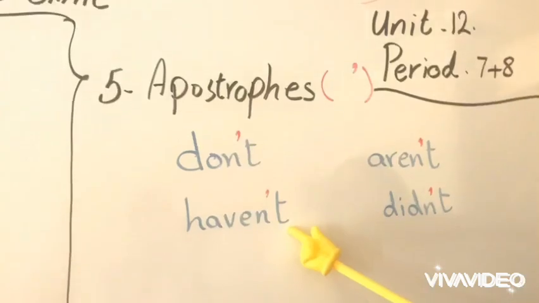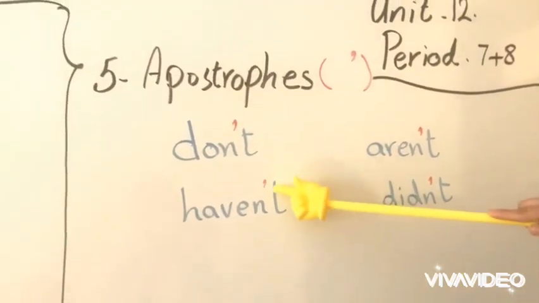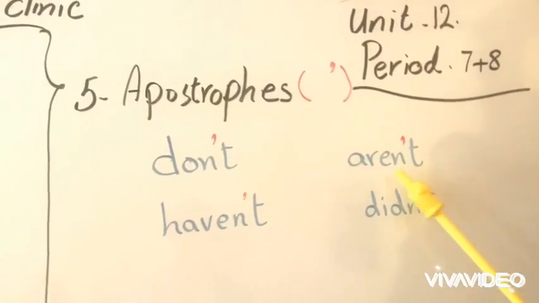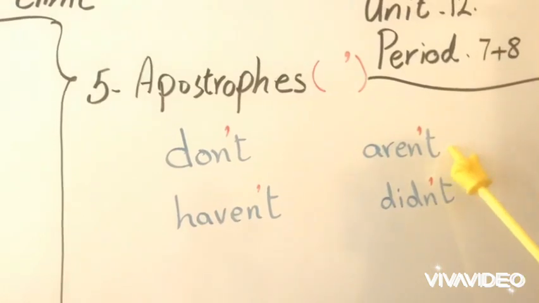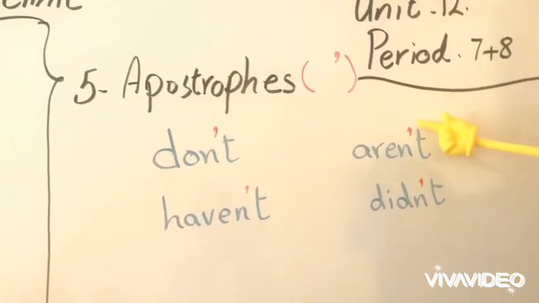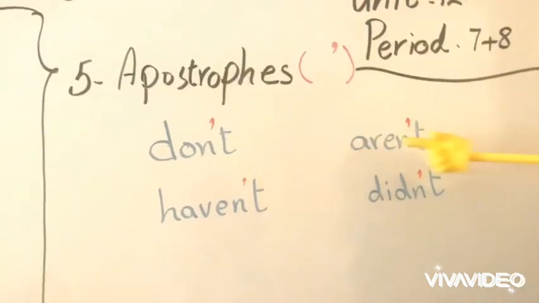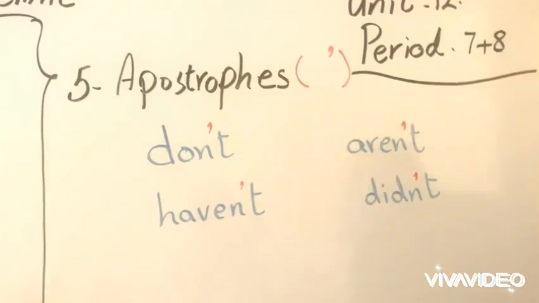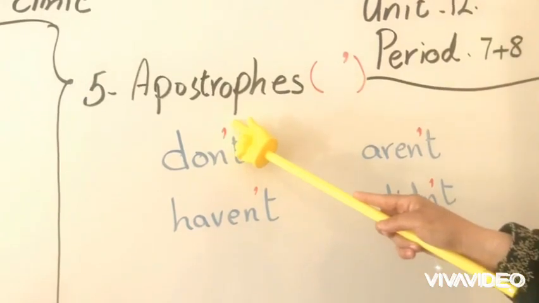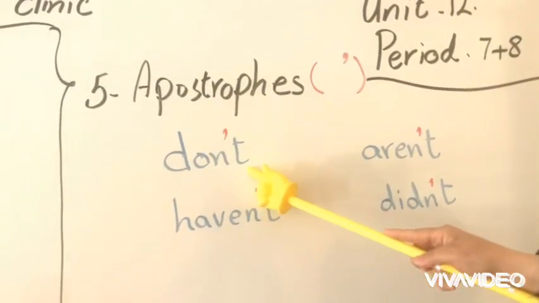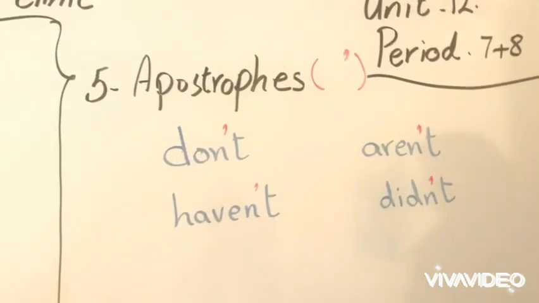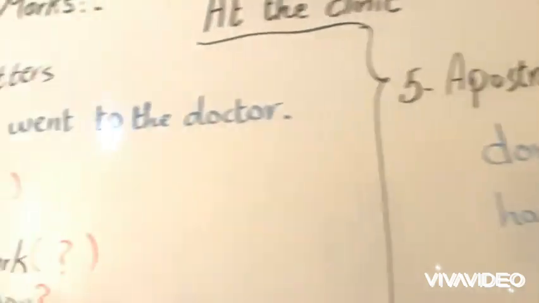There is another example. Haven't, with an apostrophe. It is for have not. Aren't, the helping verb or verb to be, from are not. It is aren't, didn't. In all of them, we use an apostrophe because these apostrophes are for missing letters. Don't forget, the apostrophe is up, not on the line. If you put it on the line, it will be a comma, not an apostrophe. Now, let's do the same in question 2 in our book.